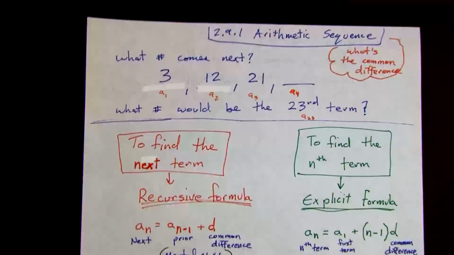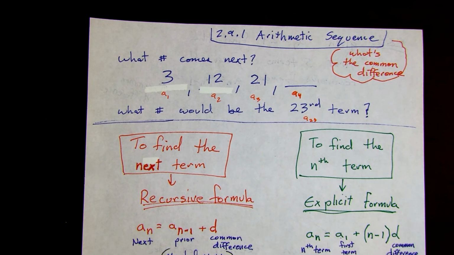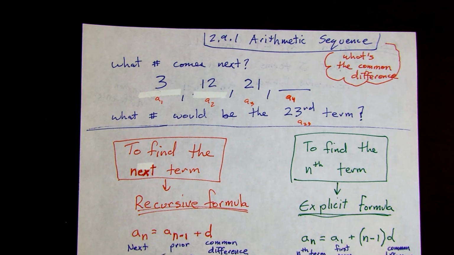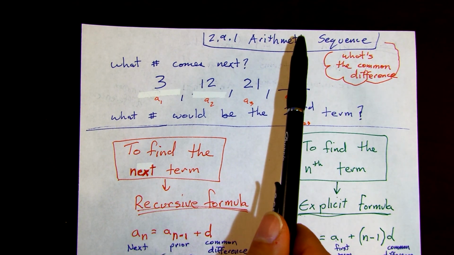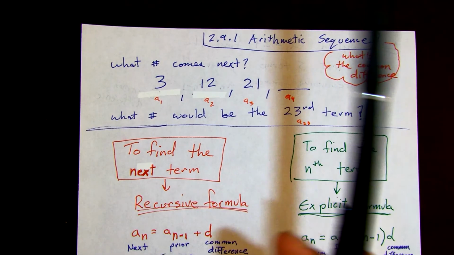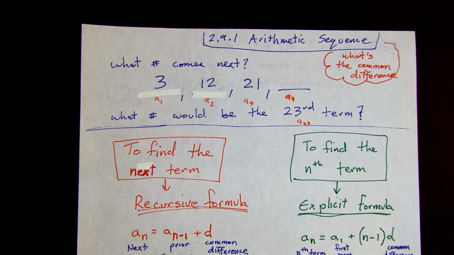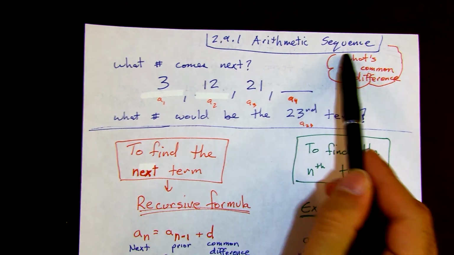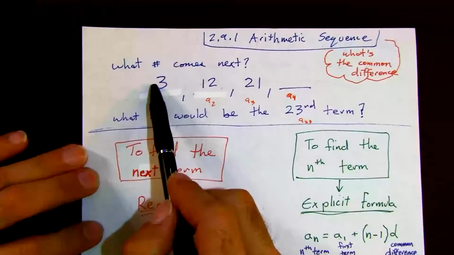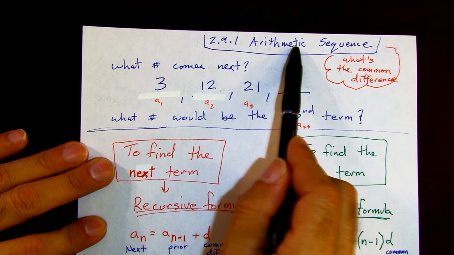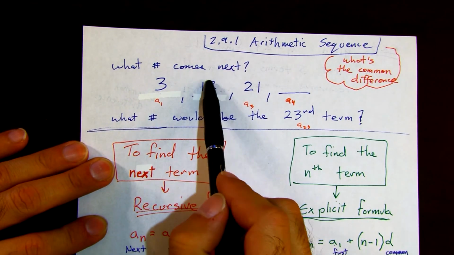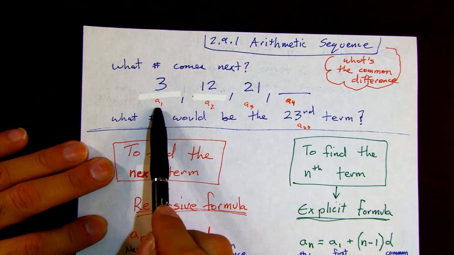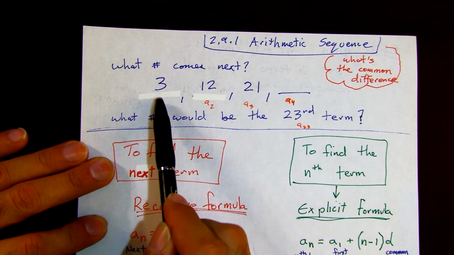All right, so what we're going to talk about today is arithmetic sequences. This is kind of like a little bit of logic puzzles. It's just figuring out sequences, especially with arithmetic, where it's going to be adding or subtracting a value to get to the next term. First term, second term, third term, fourth term. We'll talk about these notations later.